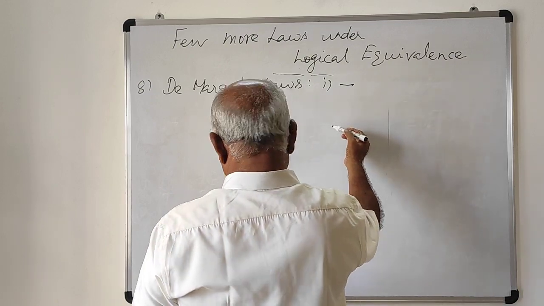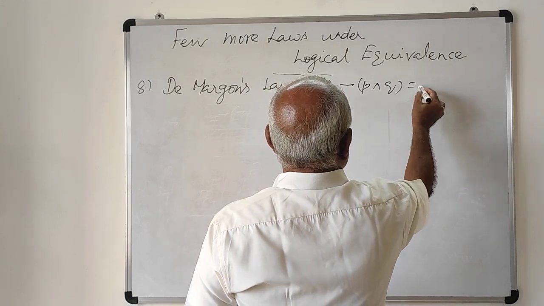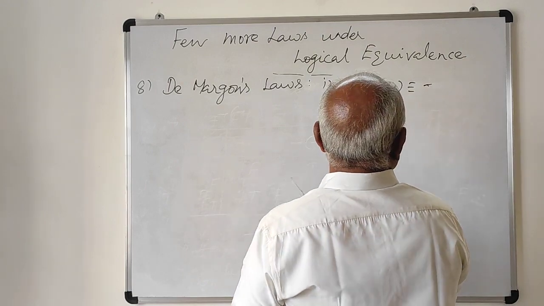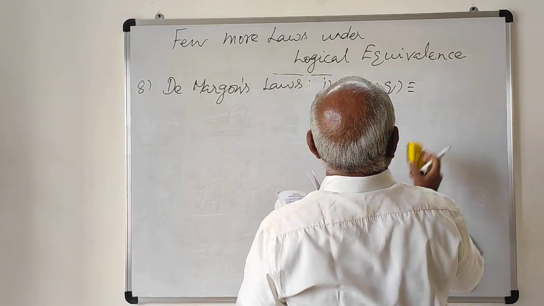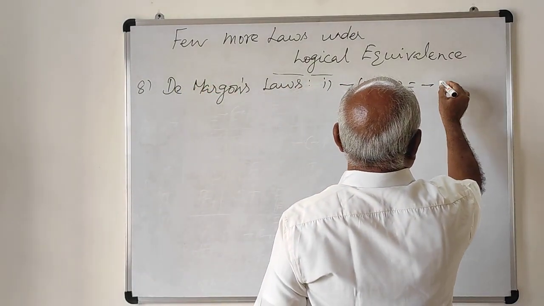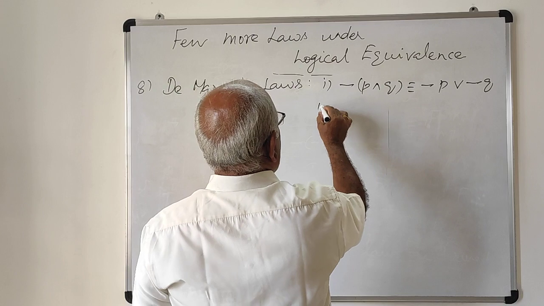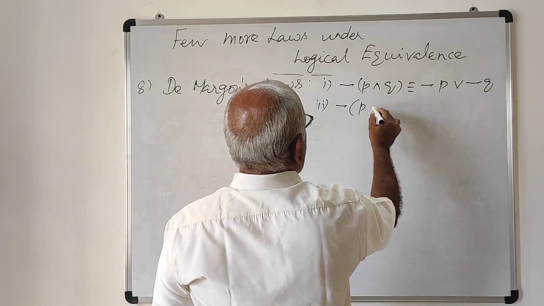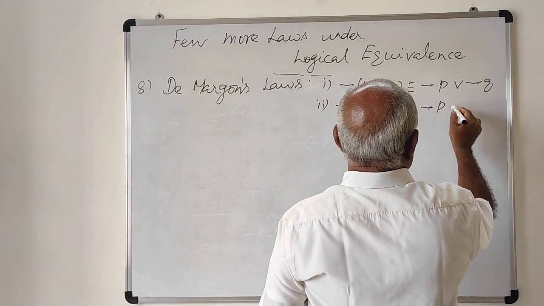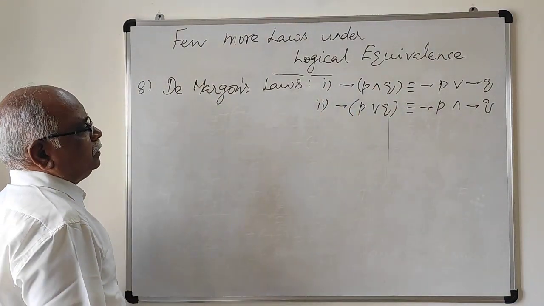negation of P conjunction Q is equal to negation P, conjunction replaced by disjunction, negation Q. This is the first law. Second law, negation of P disjunction Q is equal to negation P, conjunction negation Q. These two laws are called De Morgan laws.